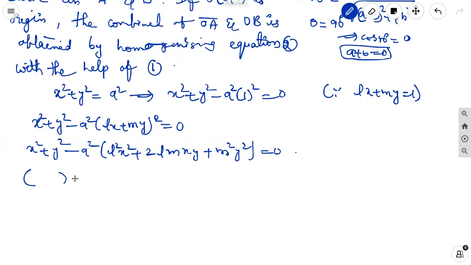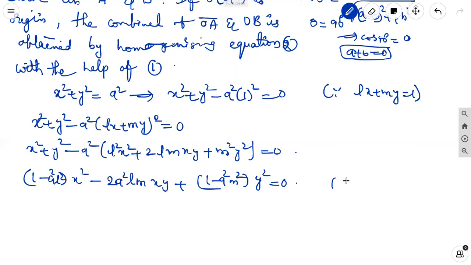Taking x square common, 1 minus a square L square, plus the xy term, minus 2a square Lmxy, plus y square common, 1 minus a square m square, equal to 0, which is in the form of ax square plus 2hxy plus by square equal to 0. It is clearly a homogeneous equation.